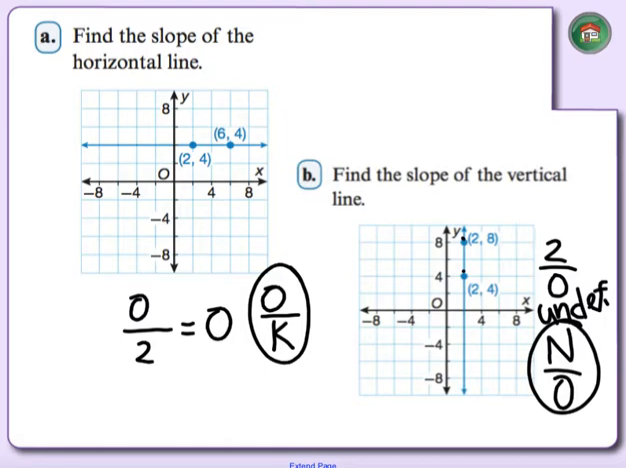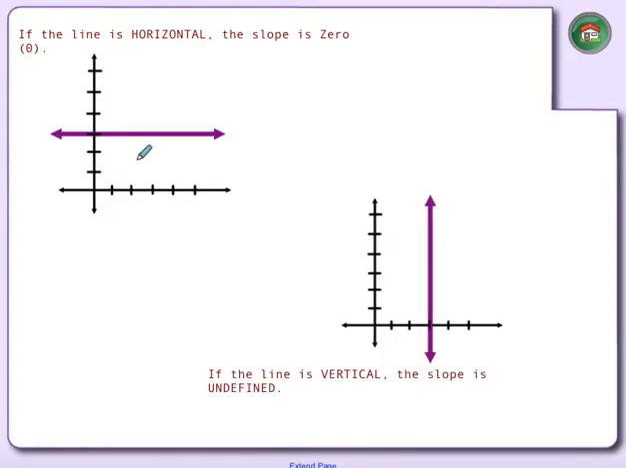And if you remember back to our functions, remember that when we have our vertical lines, this is not a function. So another reason that this doesn't have a true slope, it is undefined. So if a line is horizontal, the slope is 0. If a line is vertical, the slope is undefined.